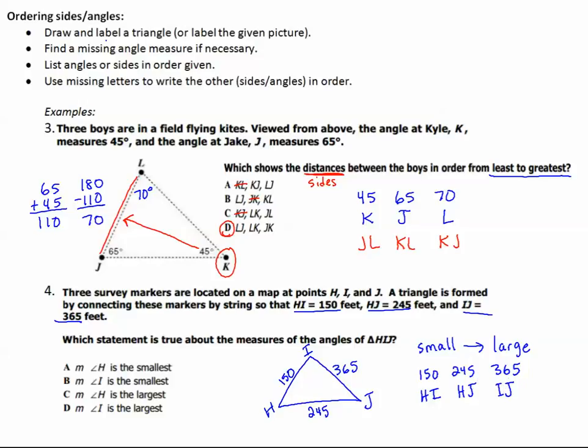Then we use the technique of using the missing letters to write the other. So if this is HI, the missing letter is J. If this is HJ, the missing letter is I. IJ, the missing letter is H. This is the smallest, J. This is the largest, H. H is the smallest? Nope. H is the largest. I is the smallest? Nope. I's in the middle. H is the largest? Yep, there it is.